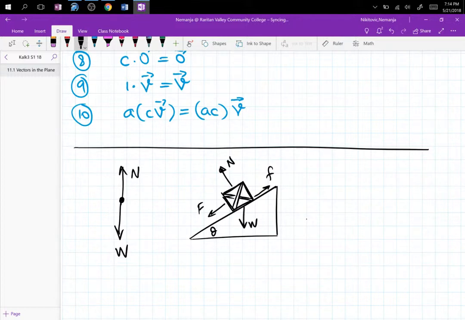So in physics, we do the easy thing. You say, okay, I have this. This is my normal force. This is my force down the incline. This is my friction pulling back. And then this is the W.